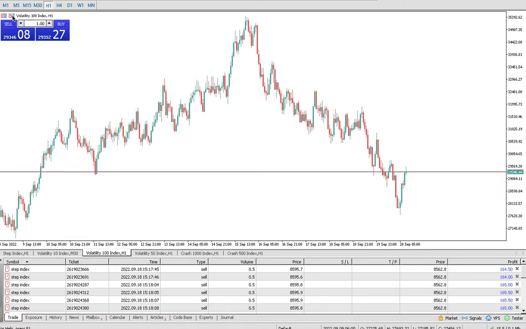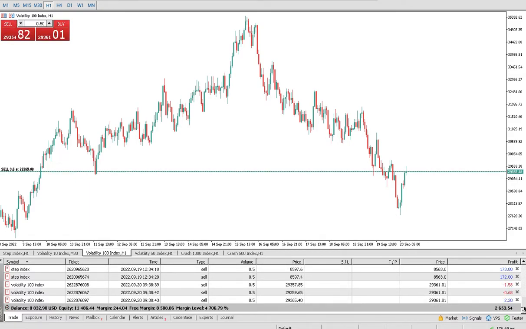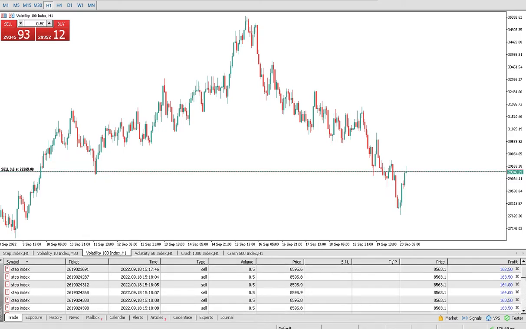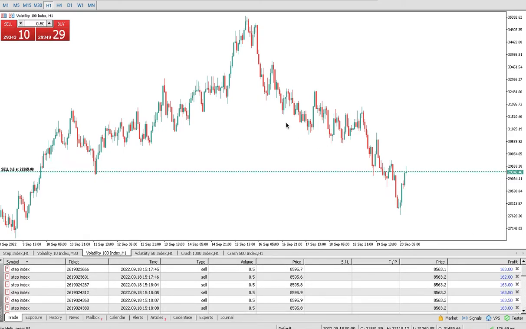Let me even take a sell while I am explaining. Let me take a sell with 0.50. Okay, let's take a sell now. Okay, I'm in the sell already. Yeah, I'm on 3 positions now. I think I'm going to go out of this step index now. This $2,000 is okay for now.